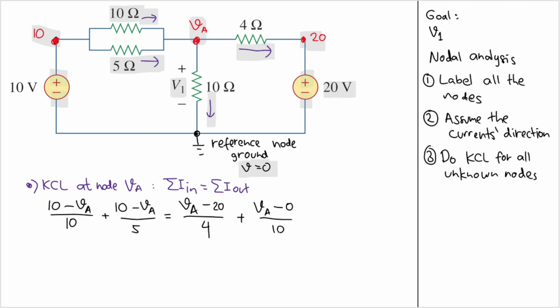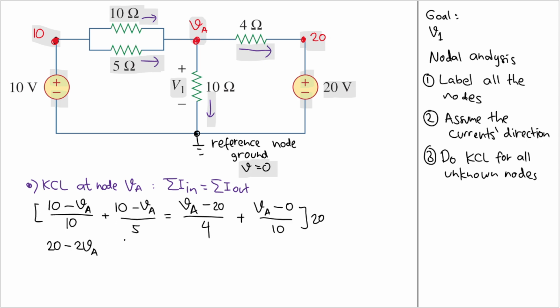Okay, and we can multiply both sides here by 20. Why 20? Because we can cancel out all the denominators. 20 is the least common multiple of all the denominators, right? Okay, so now let's multiply this term by 20. 10 and 20 will cancel into 2, so we multiply the numerator by 2. So I'll have 20 minus 2 VA.